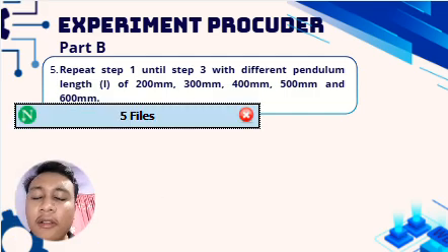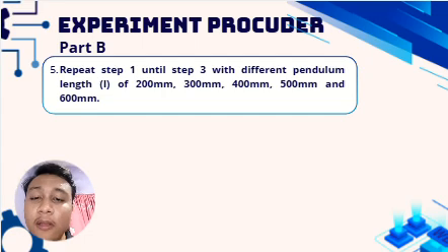Repeat the total time measurement for 3 times to get the average time for each length of pendulum.